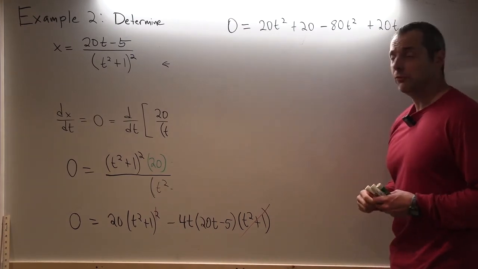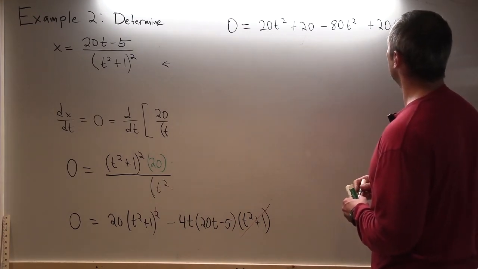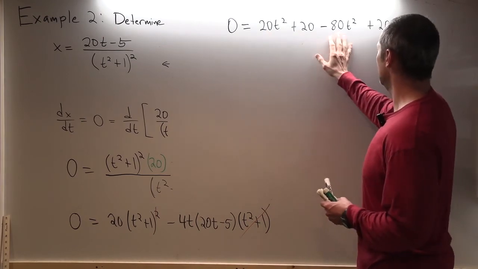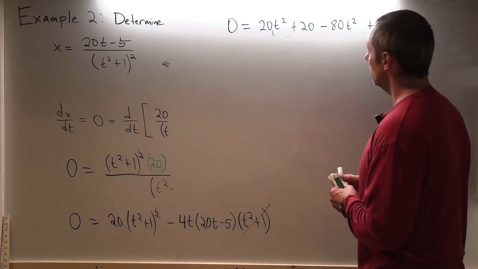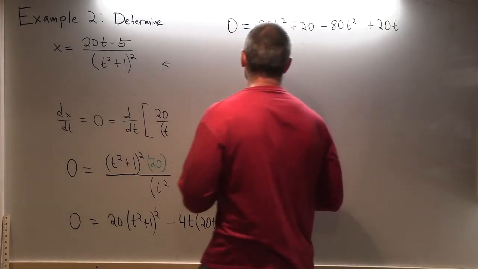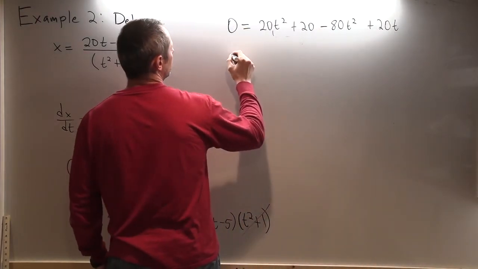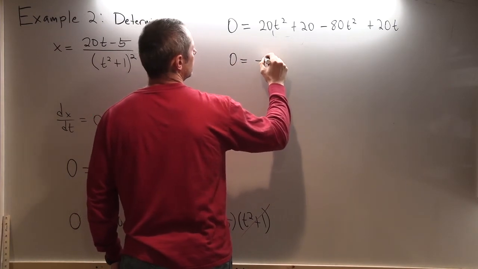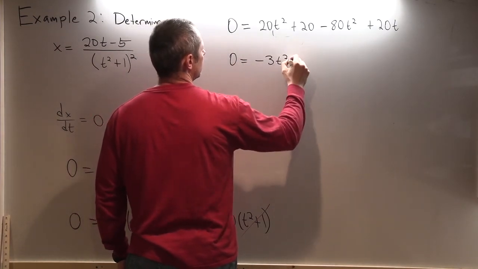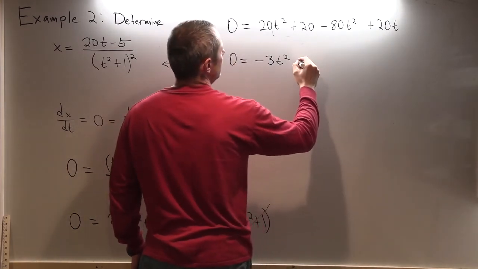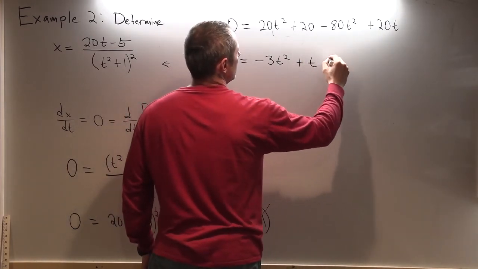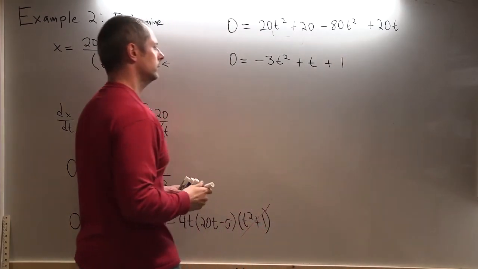Well, I could simplify this by dividing both sides by 20. First of all, this is negative 60t squared right here. And so when I divide that by 20, I get negative 3t squared, and then I have plus t plus 1.